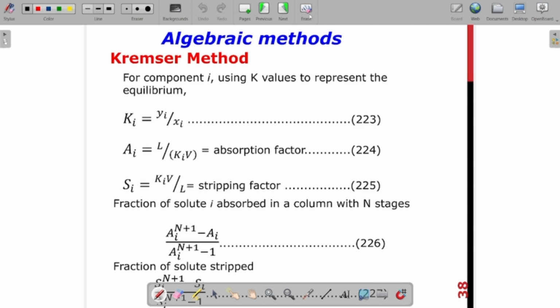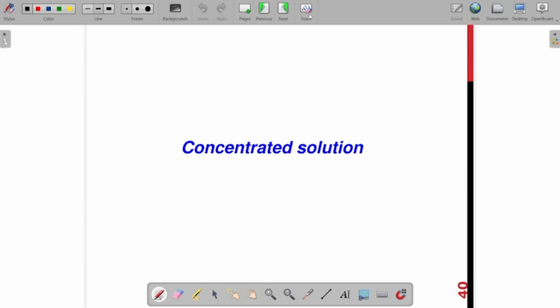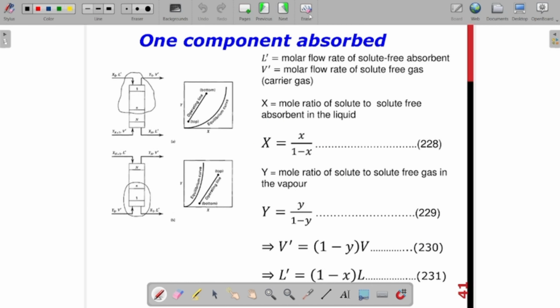And you have some really algebraic expressions that you can also use to evaluate, or you have what you call the stripping factors, absorption factors, and all those things, right? And when we have a concentrated solution, yeah, that's what I was talking about. When the thing is more than 10%, you'll be using the mole ratios, right?